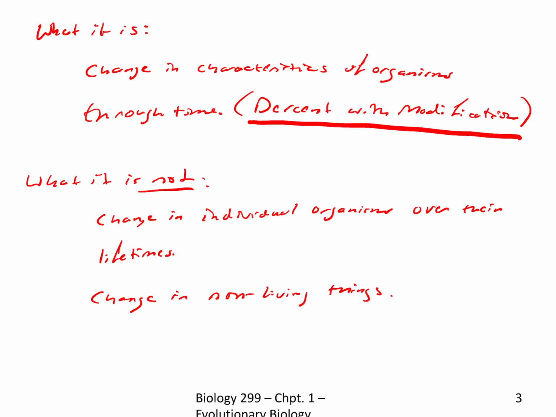The change that we see in individual organisms over their lifetimes, going from a fertilized egg, a zygote, to an embryo, to a fetus, to a juvenile organism that's been born or hatched, that then grows and develops into an adult. That kind of change is referred to as ontogeny, right? That's developmental change. That is not evolution, okay?